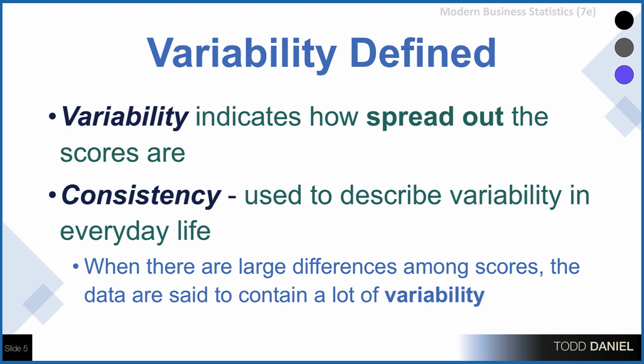Now that I've defined central tendency, let me define variability for you. Variability indicates how spread out the scores are. The word that we use in everyday life to describe not so much variability, but the inverse of variability, is consistency. Consistency is the opposite of variability. If there is high variability, there is low consistency. And when scores are very consistent, we would say that they have low variability.